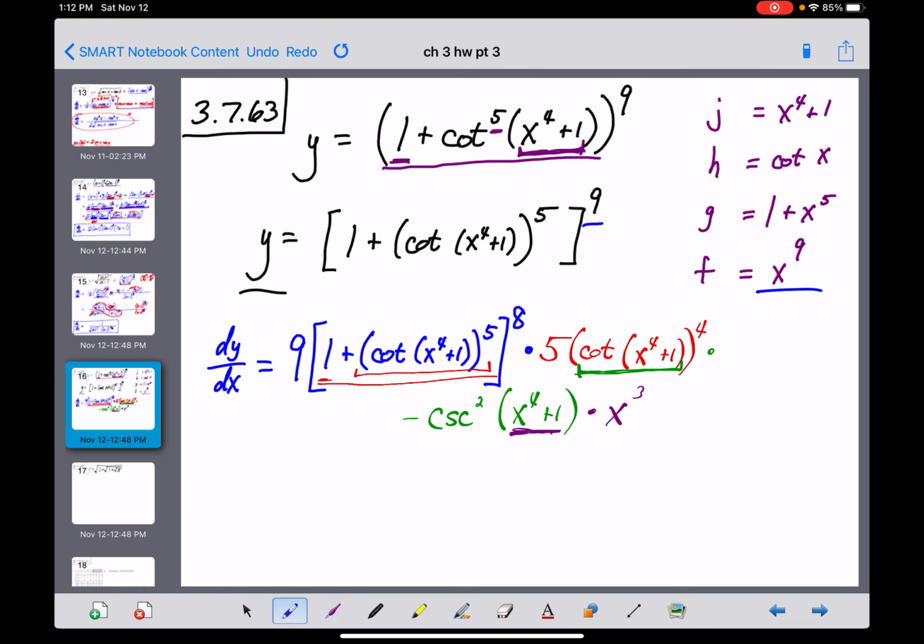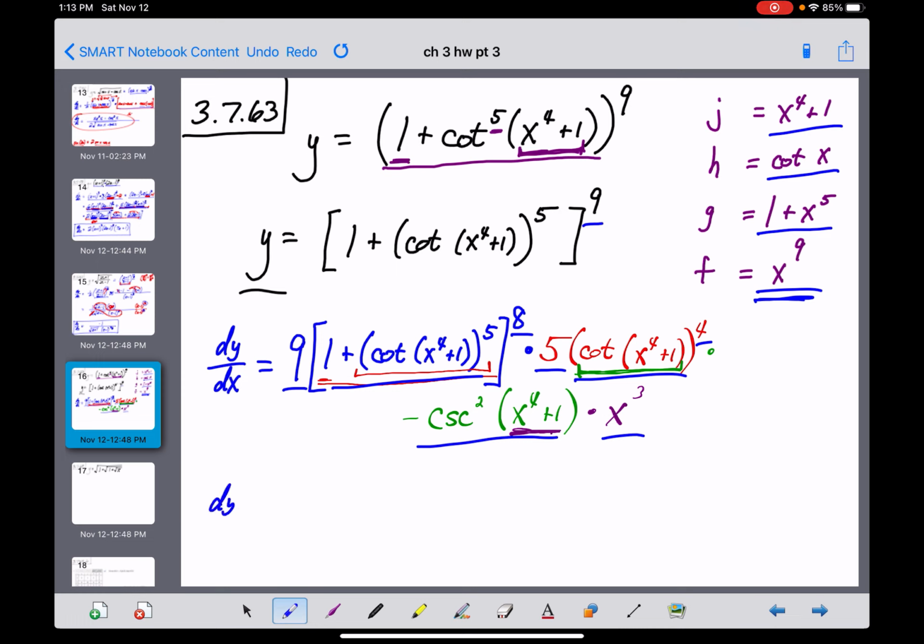We've taken the derivative, I think, of everything we had labeled, right? We did the derivative of x to the ninth. That was 9 times junk to the 8th power. We did the derivative of 1 plus x to the 5th. That was 5 times junk to the 4th power. We did the derivative of cotangent of an angle. That was negative cosecant squared of the same angle. And we did the derivative of x to the 4th plus 1. There's our x cubed. So that's how I know that I'm done with the calculus.